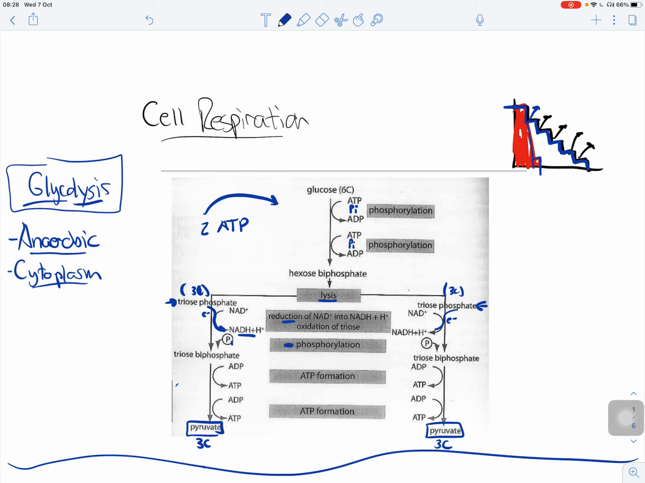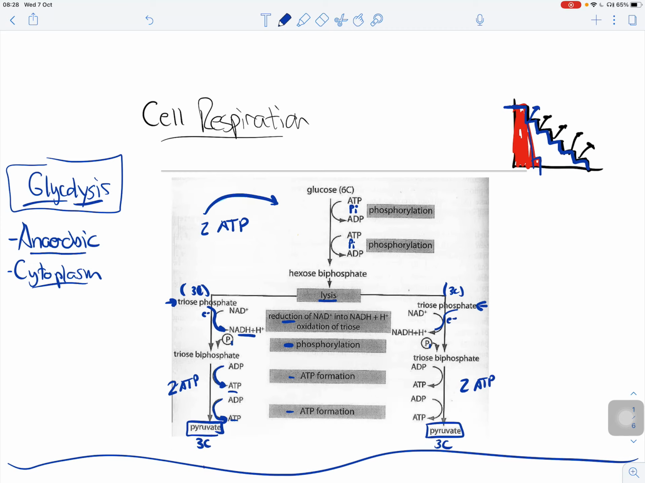Okay. Second stage is a phosphorylation reaction. So we take an inorganic phosphate here and we add it to triose phosphate, creating triose bisphosphate. Okay. Then that allows us basically, through another series of reactions, to make 2 ATP molecules per 1 triose molecule. Okay. So those phosphates we added then are taken off to make ATP. So here, we make 2 ATP molecules. Over here, we make 2 ATP molecules.